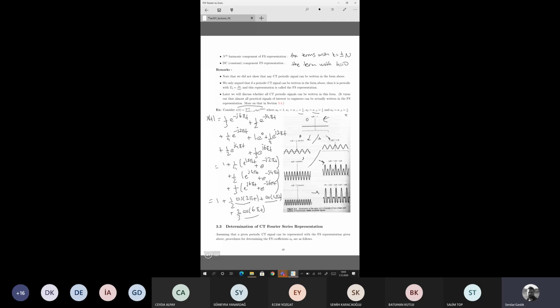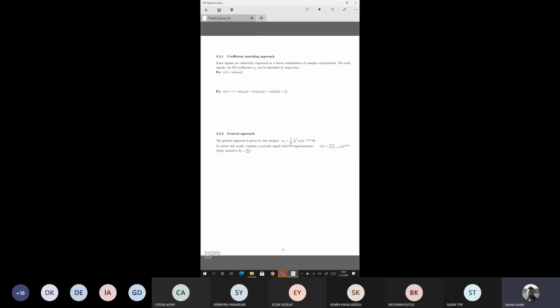So actually, we have two methods. The first one is the coefficient matching approach. This coefficient matching approach depends on just some inspection. If we have x of t as an example, which is equal to sine omega 0 t, I will first write x of t in this form. It is 1 over j2 times e to the power j omega 0 t minus e to the power minus j omega 0 t. So this is my x of t signal.